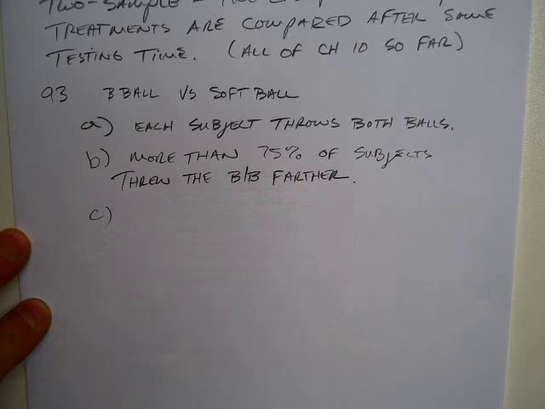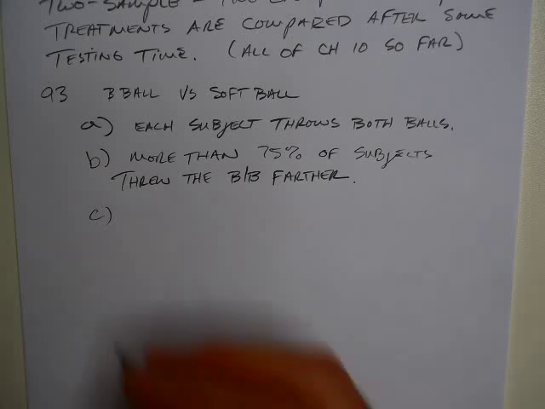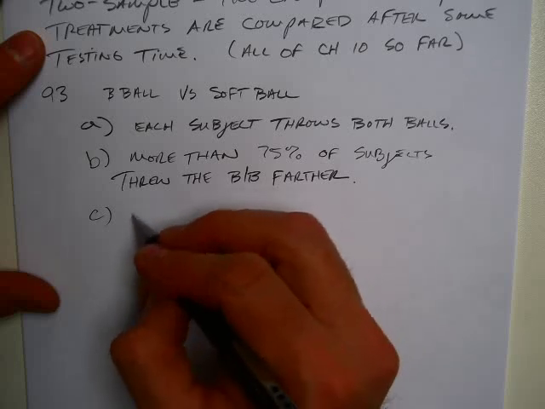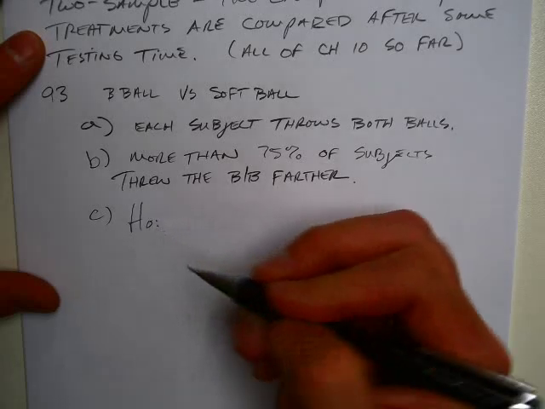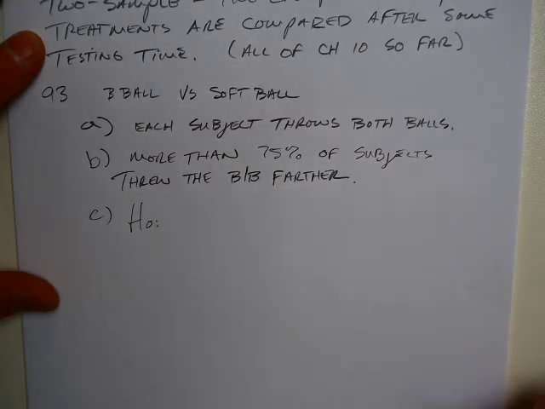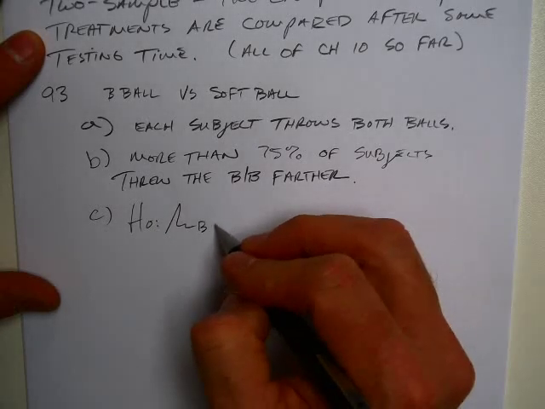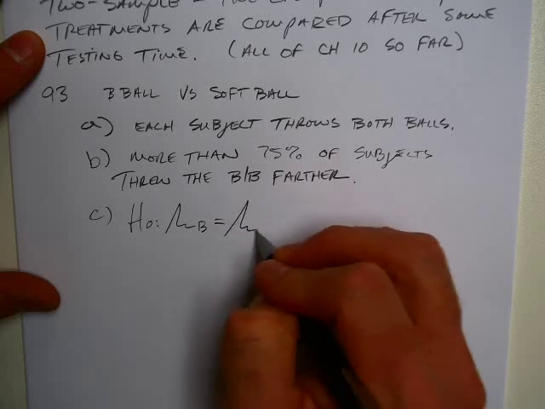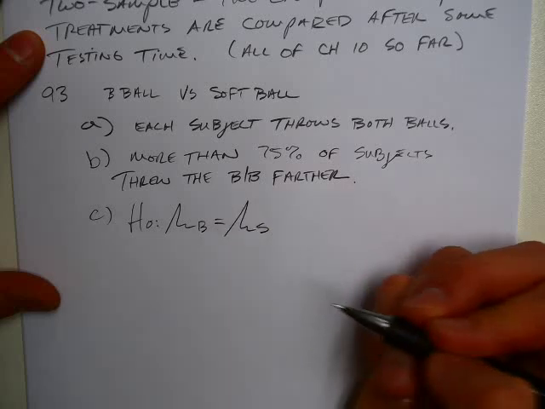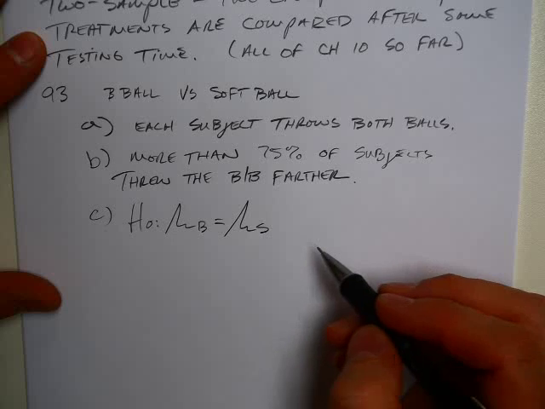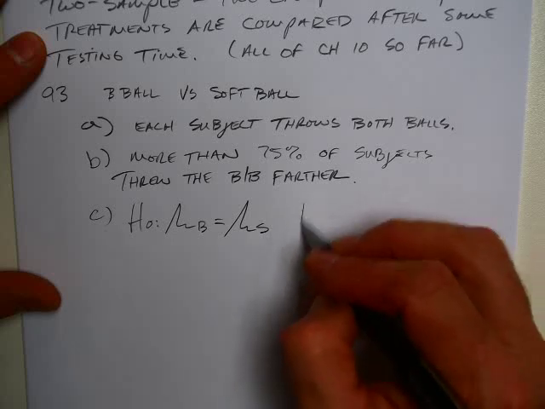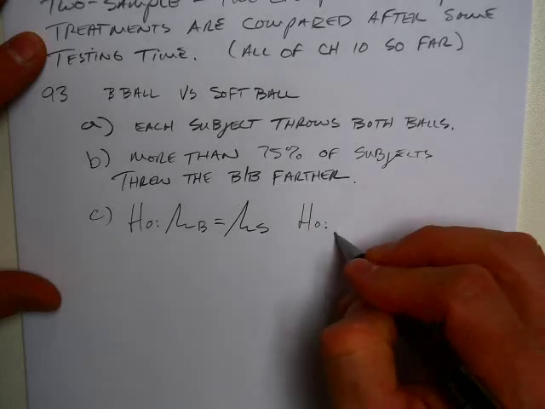So C asks us, state the appropriate hypothesis for performing a test about the true mean difference. Be sure to define any parameters you use. Okay. So the null hypothesis, this is the way I would write it, is that mu of the baseball equals the average of the softball. The book would probably have you do it this way.